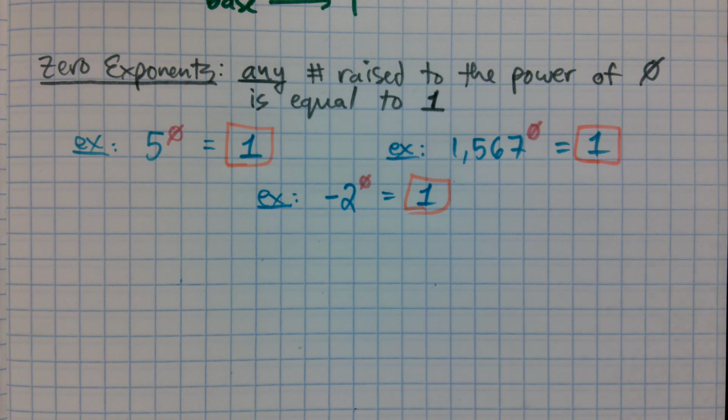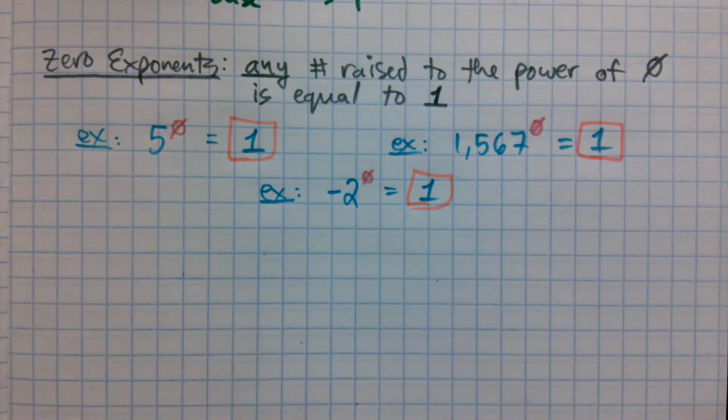Give me a thumbs up if you get what I'm trying to say. Okay, good. It's really that simple. Don't overthink it. Anytime you see a 0 exponent, boom, the answer is 1 right away. Okay?